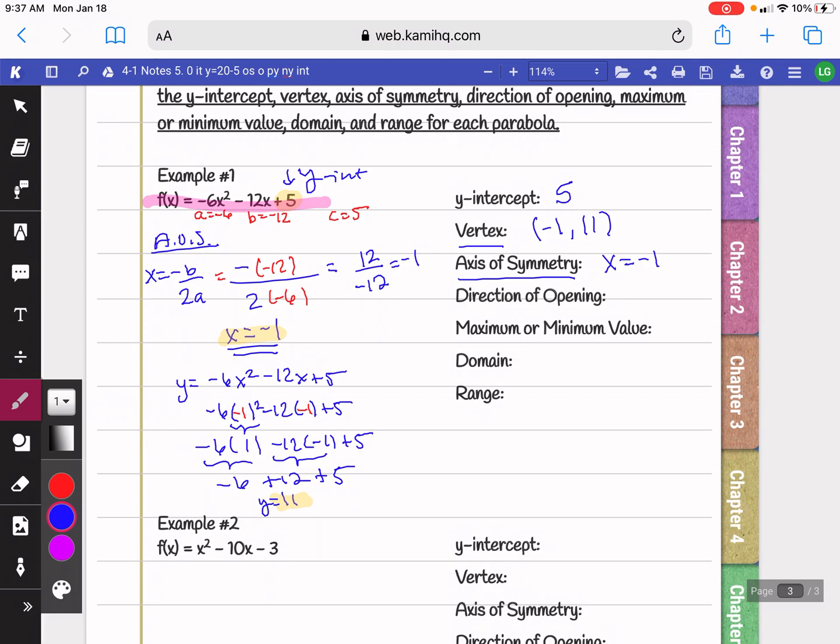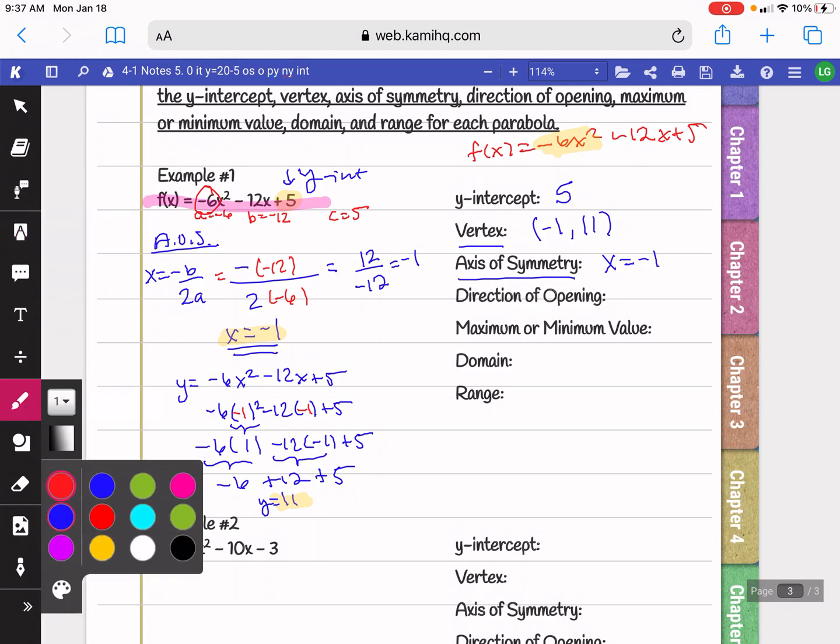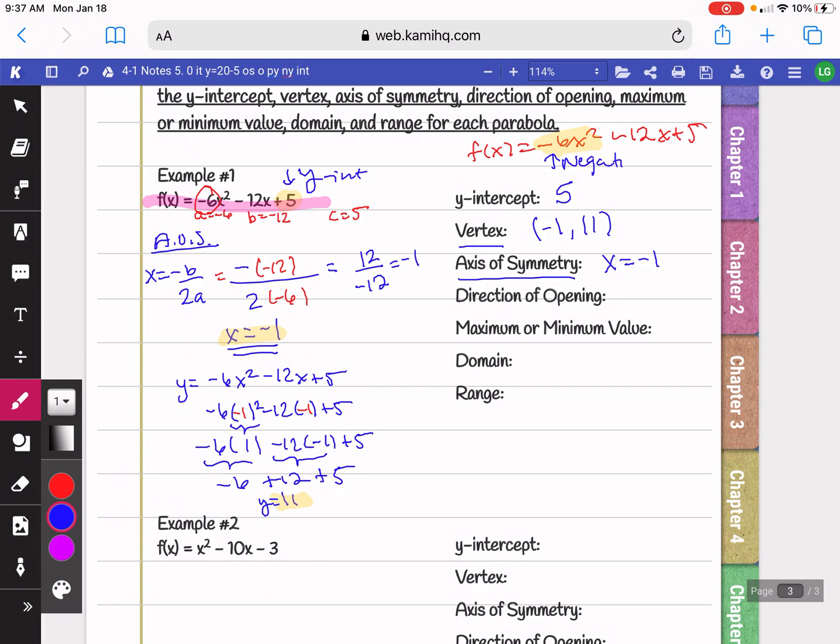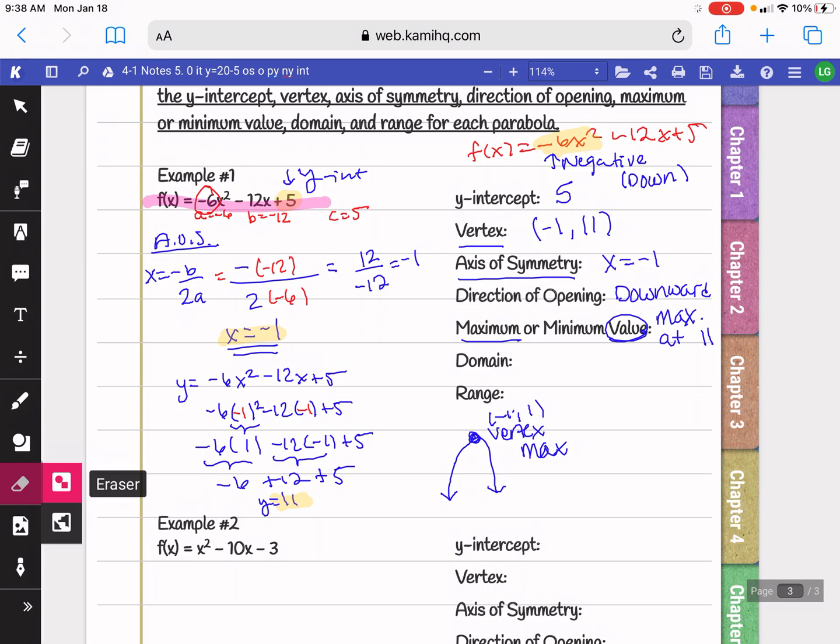Now for direction of opening, remember you want to look at your a. So I'm going to look at my a over here. Let me copy this down. So since my a is a negative number, that tells me my graph is going to be opening downward. So I'm going to go ahead and sketch this. So since it's opening downward, that means the vertex would be on top. So my vertex would actually be a maximum. And when you want to give the value, this would be at 11, because you give the y value of the vertex. Let me go ahead and do a nicer sketch here.